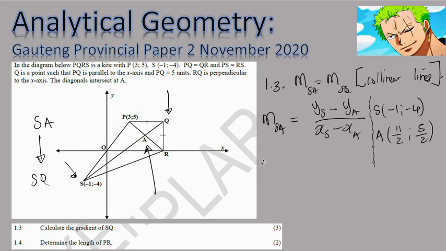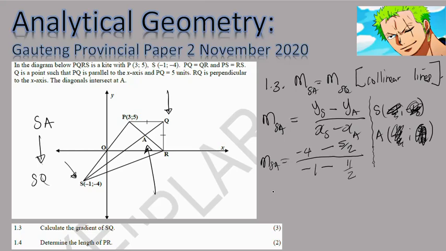It's fine, I'll just put everything on a calculator. So I'm going to say now my gradient of SA is equal to, what is y at S? Now you want to make sure that these things, when you do them, you more or less cancel them. Y at S is -4. So I'm going to say -4 minus my y at A is 5 over 2. And then I have my x at S. My x at S is -1 minus my x at A. My x at A is 11 over 2.